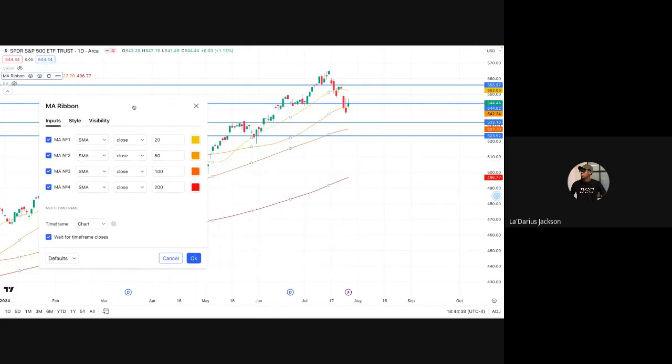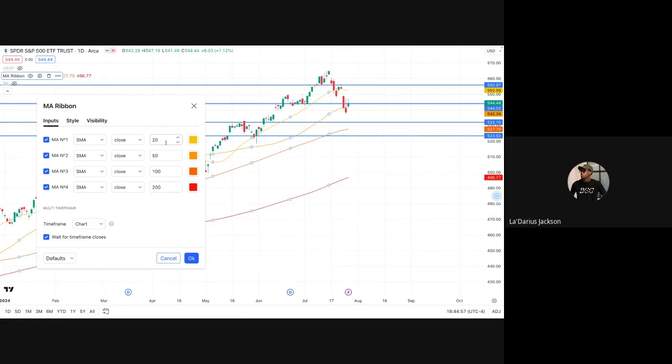So this is the MA ribbon. The MA ribbon stands for a moving average ribbon. Why do you even need a moving average ribbon? Why do you need a moving average? Well, a moving average is basically the average stock price over any given period of time, right? So the MA ribbon that we have set up here, we have a 20, 50, 100, and 200.